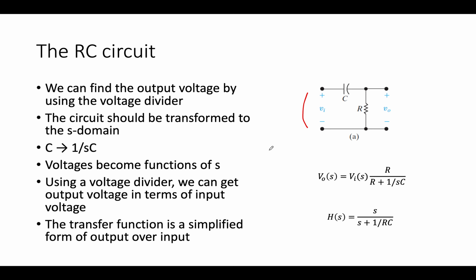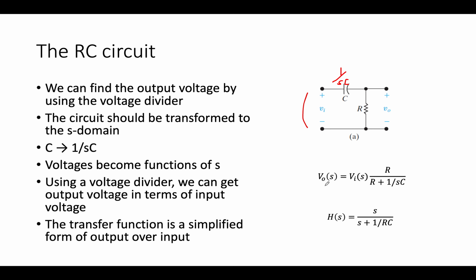First of all, in order to find a transfer function, you have to transform your circuit to the Laplace domain, which means this capacitor would become 1 over SC. The resistor remains a resistor. The voltages become voltages in the Laplace domain, functions of S. Then what you do is you find a way to calculate the output voltage in terms of the input voltage. For this problem, that's very simple.